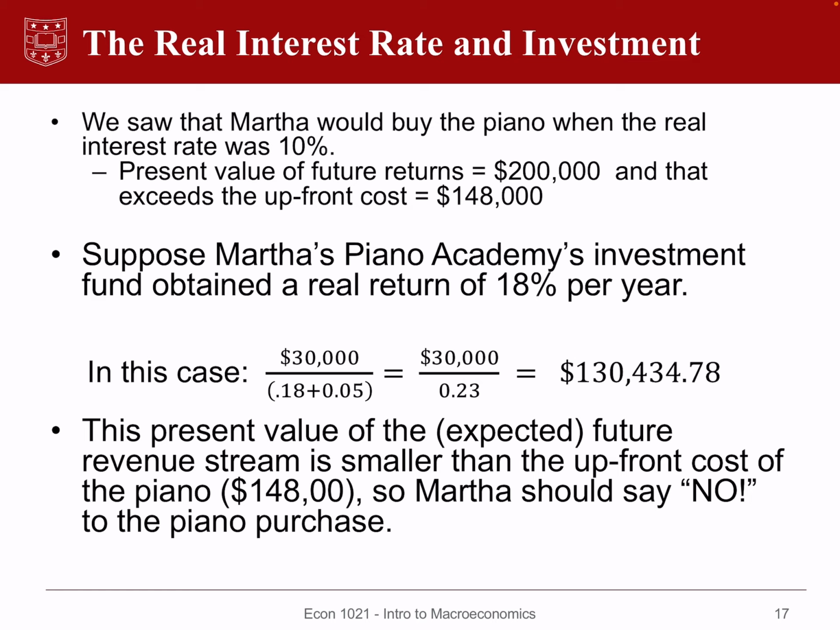We saw that Martha would buy the piano when the real interest rate was 10% because the present value of the future returns exceeded her upfront cost. Suppose that Martha's Piano Academy's investment fund, rather than a 10% real return, had a whopping 18% real return. These numbers have no bearing on current reality, but serve the purpose for what we're going to do. In this case, we could figure out again, what is this calculation?